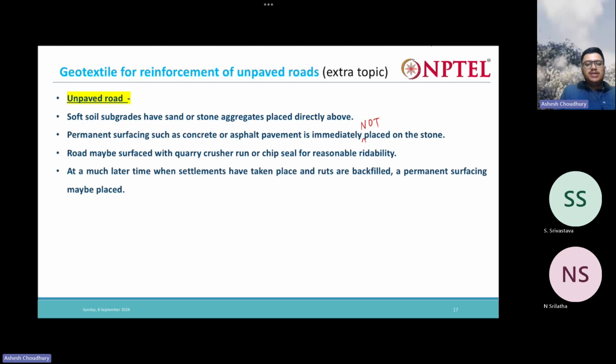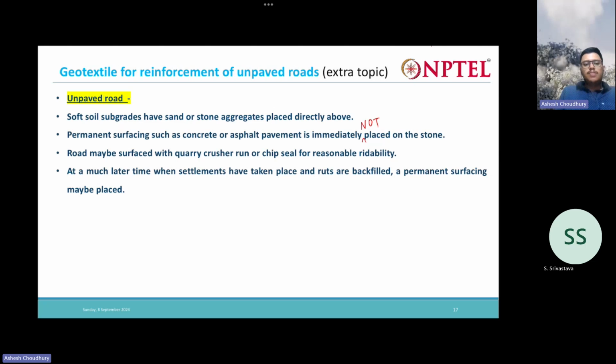Road may be surfaced with quarry crusher run or chip seal for reasonable rideability. It means just crusher, quarry crusher. Quarry crusher means the stone which you get from the river, hilly river basin. From that you take this to the quarry, that is called the quarry, right? From there you take the stone, you crush it, you get some crusher run. So you get little small chips, you just put that over the aggregates. You will get a little bit smooth finish, so that vehicles can move over it.